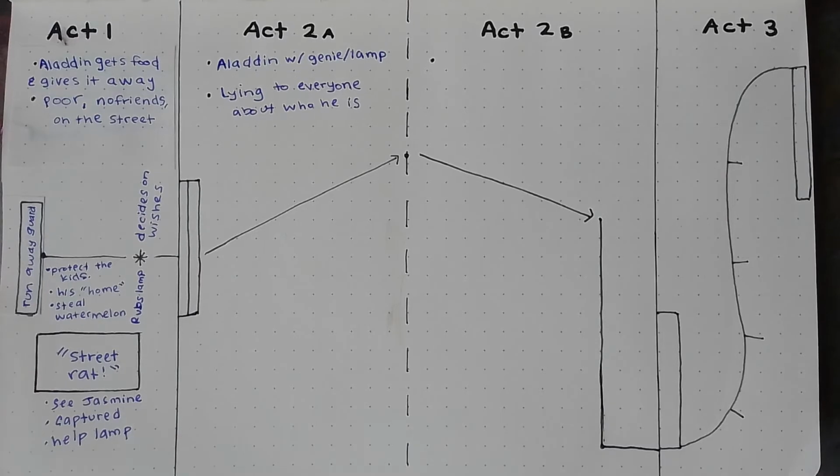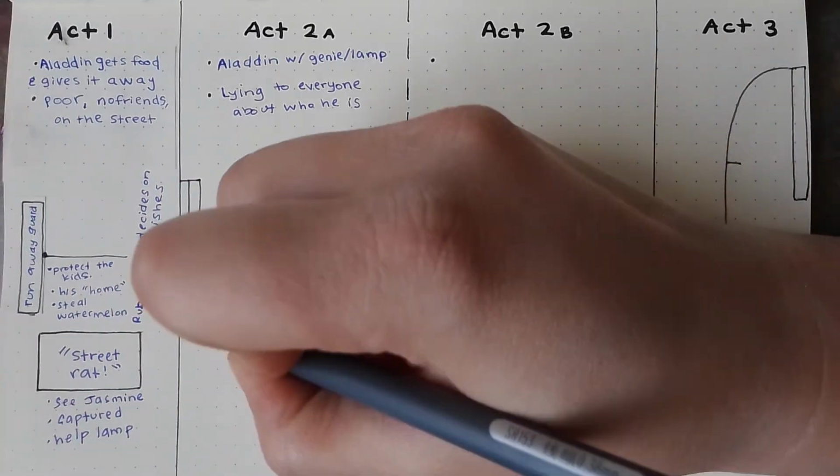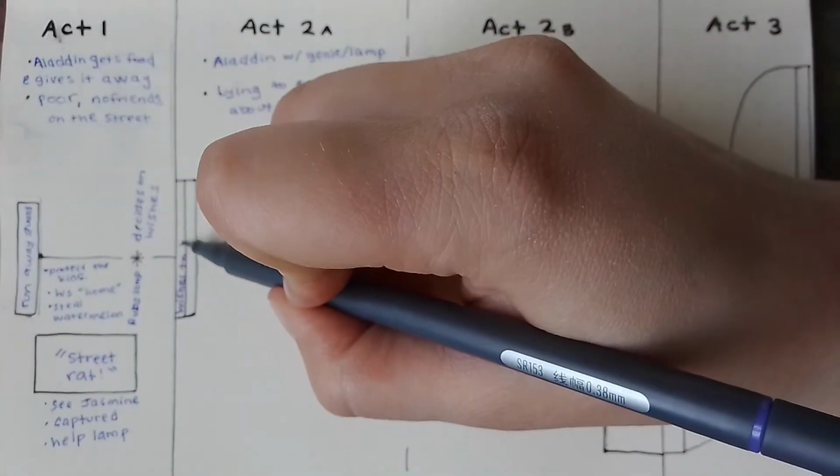The first beat of Act 2 is Break into Two. This is one scene where your main character proactively chooses to enter Act 2. Aladdin does this when he wishes the genie would turn him into a prince.